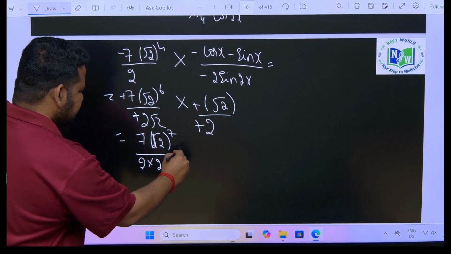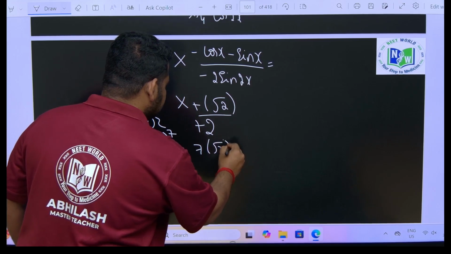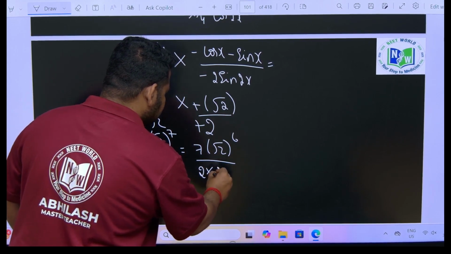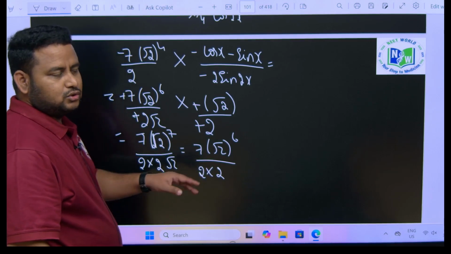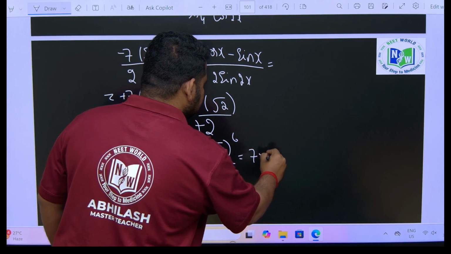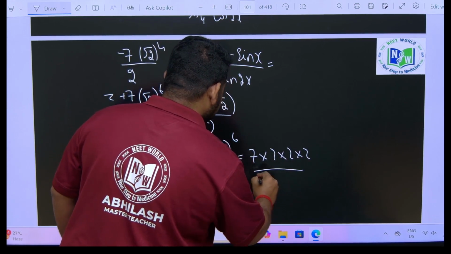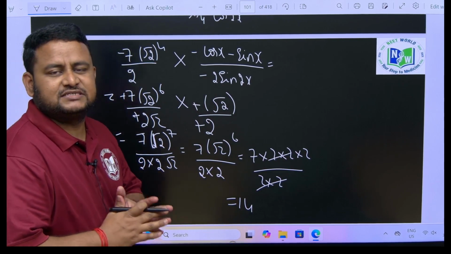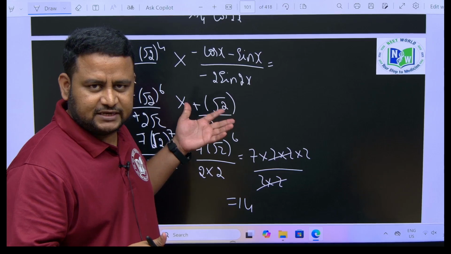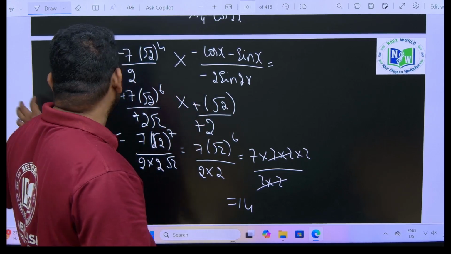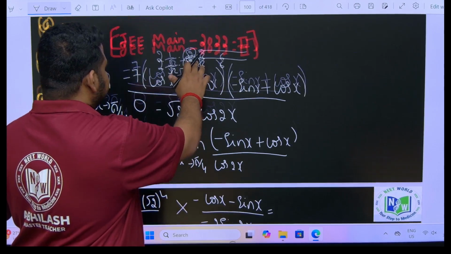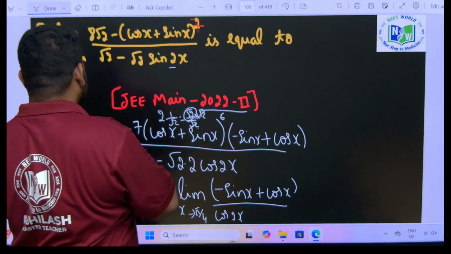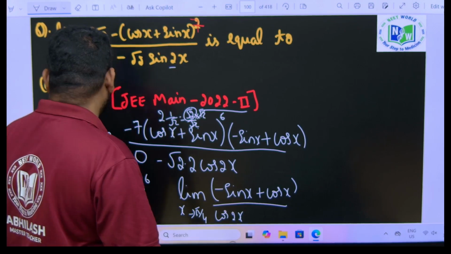So if I cancel this and this, I will get 7 into root 2 to the power of 6 divided by 2 into 2. Root 2 to the power of 6 is nothing but 2 into 2 into 2. So that is 7 into 2 into 2 into 2 divided by 2 into 2. This and this cancel, 7 into 2, that is 14. So the correct answer to this question, friends, is 14. Whatever we approached in the beginning is perfectly alright. But actually the question is not to the power of 2. The previous year question, that is JEE 2025 question, has to the power of 7. So as per that, A is the correct answer, that is 14. Got it? Next thing.